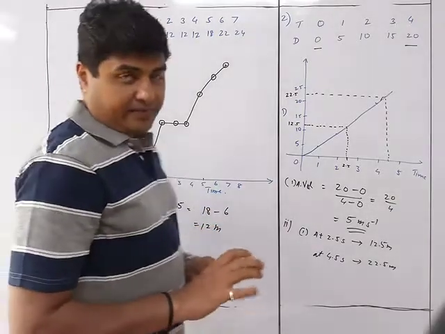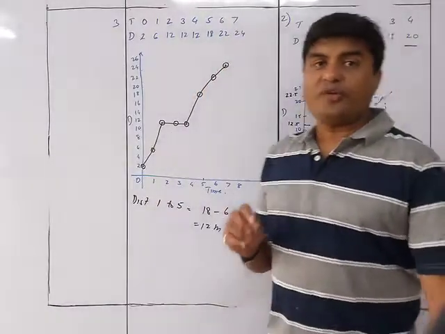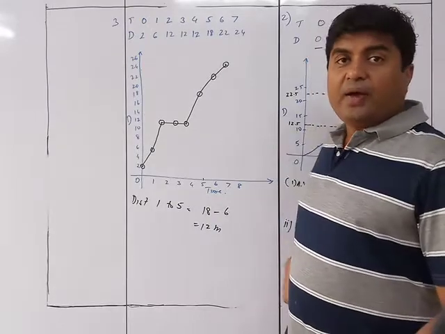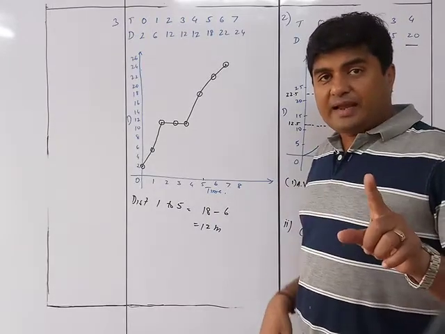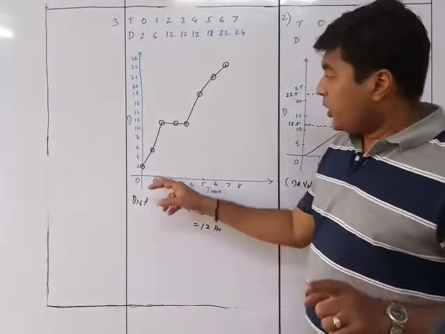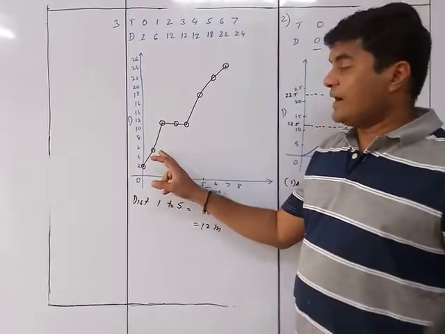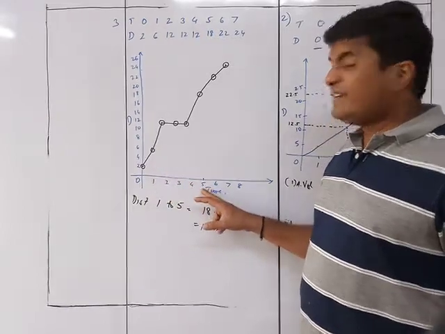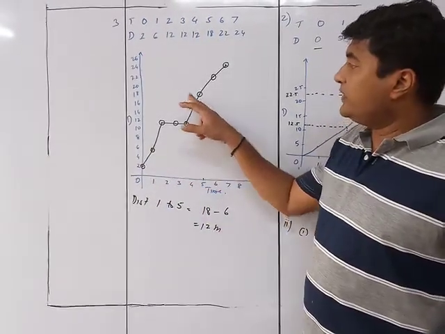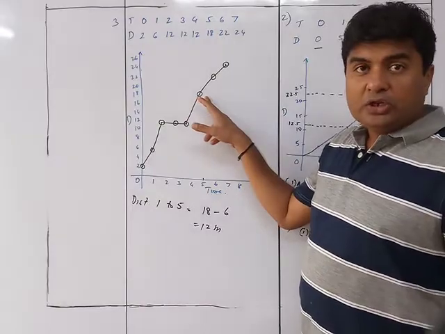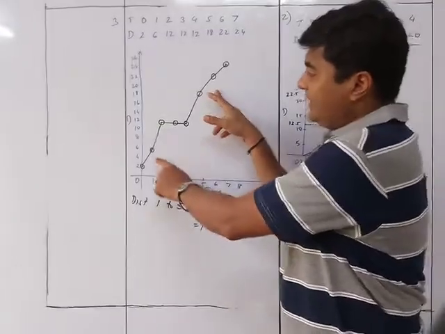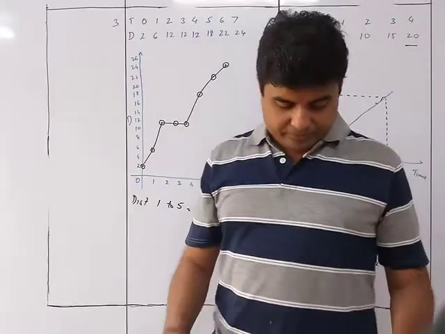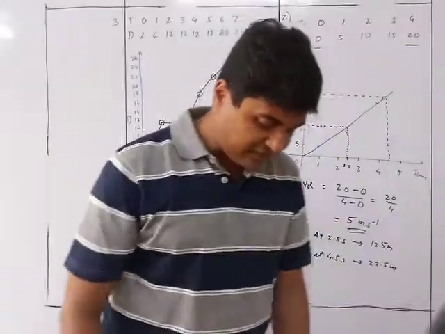Try to understand this thing. They asked us to find out the distance traveled between 1 to 5. That means at the time when it was 1 second, where was the body? The body was at 6 meters from the start point. Then, after 5 seconds, where was the body? It was at 18 meters away from the start point. So what is the difference? So 18 minus 6, that is 12 meters is what it travels in 1 to 5. Okay, that was the first answer.